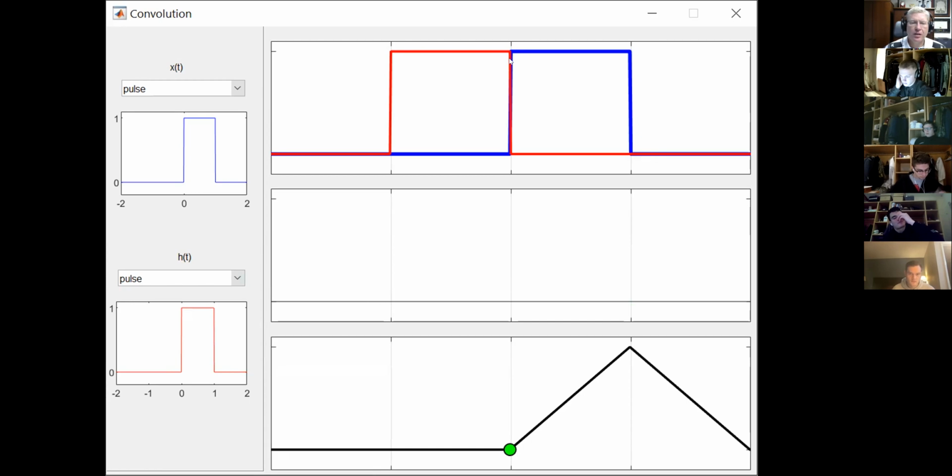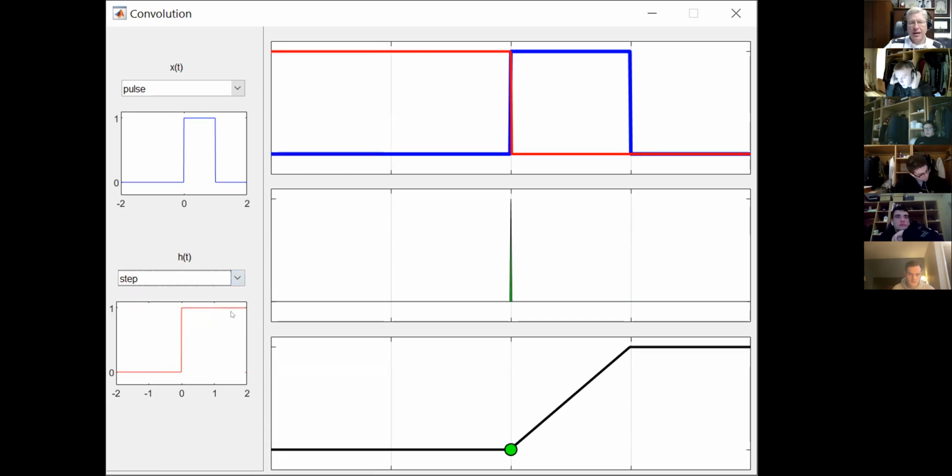Let's do it with a different input, a different h of t. Let's do it with the step. So now we've got the same blue x of tau. In our original setup, before we put it in our integral, we've got the same blue x of t, a pulse from 0 to 1, and now we've got a red step, h of t.